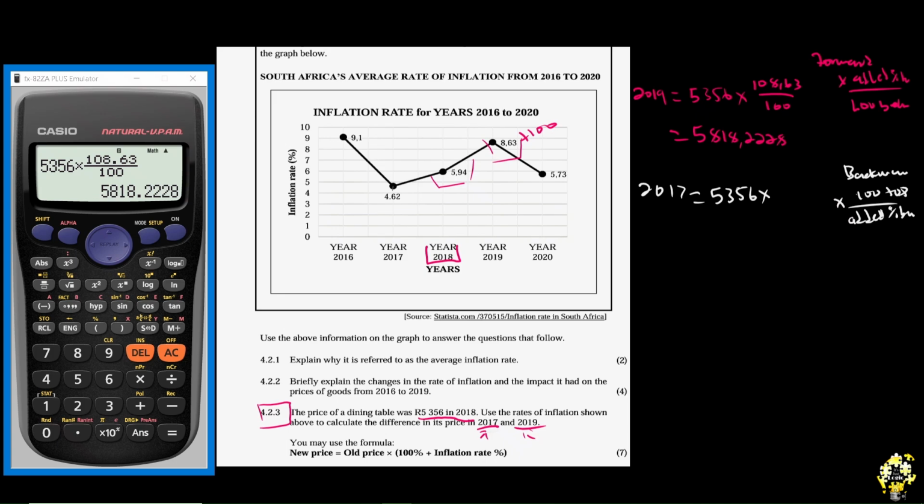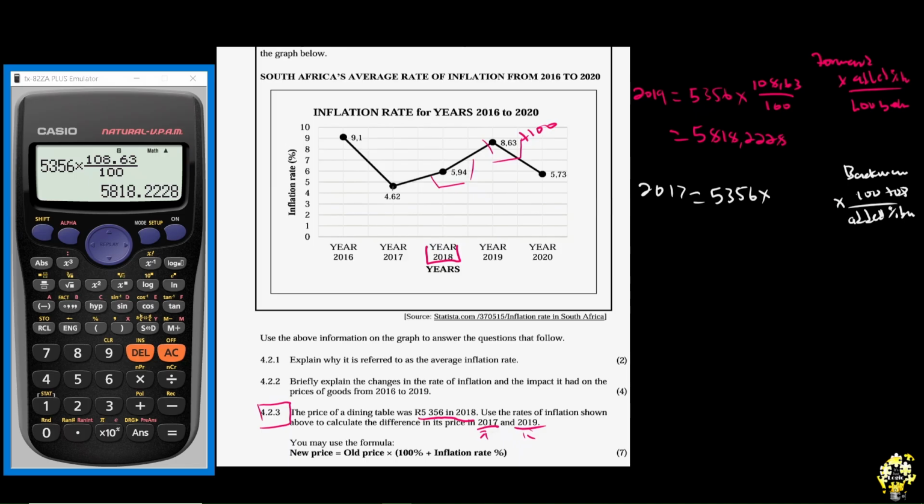Why? Because if we are taking 4.62, we would have not accounted for the 5.94, which is already in the price. So to get the price for 2017, we must first take out the 5.94. We don't use the 4.62. Do not do that. Which one are you supposed to use for this one? You are actually supposed to use 5.94. We spoke about this. If you are going backwards, you account for the current year. If you are going forward, you don't account for the current year.